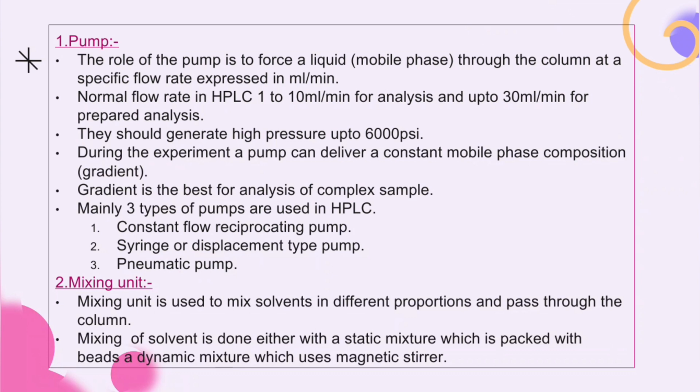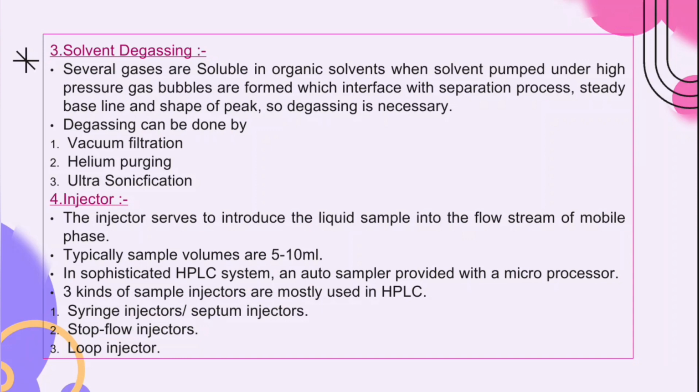Then mixing unit. Mixing unit is used to mix solvents in different proportions and pass them to the column. Mixing of solvent is done either with a static mixer which is packed with beads, or a dynamic mixer which uses a magnetic stirrer. Then solvent degassing. Several gases are soluble in organic solvents.